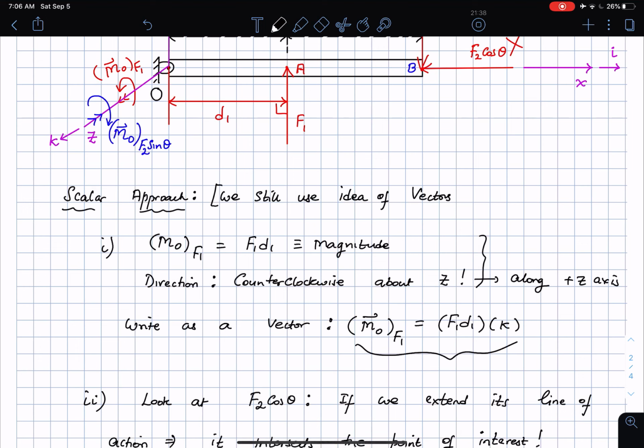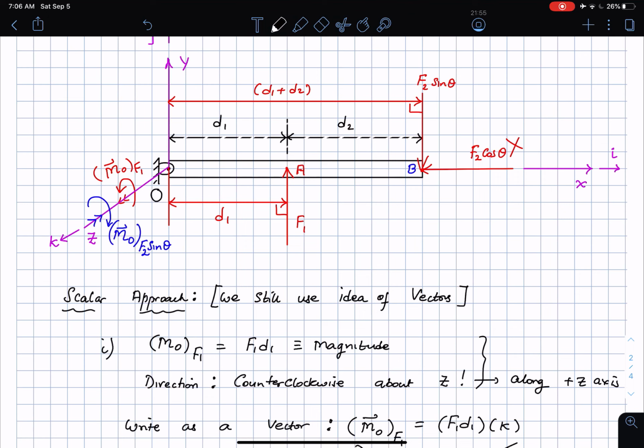Even though we call it a scalar approach, scalar meaning that you're using your hands to notify the direction, and then you're observing the figure to see what my perpendicular distances are and so on. So the basic idea is the resultant moment is the vector sum of the individual moments. And this is the same as what you've been doing for forces, except that a moment has a magnitude and a direction. And how do you find the magnitude? How do you find the direction? That's the key thing here.